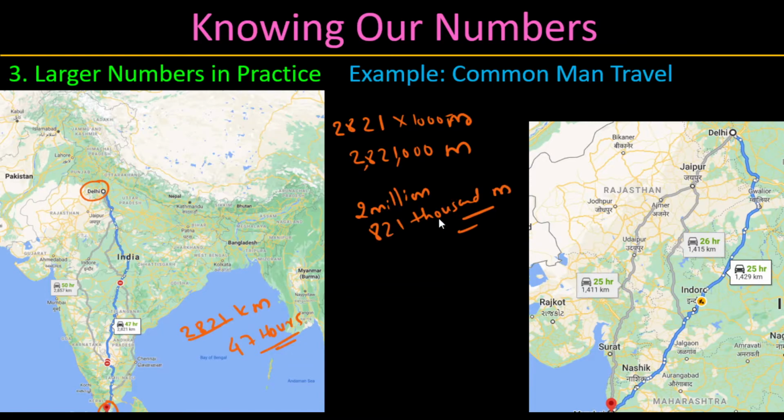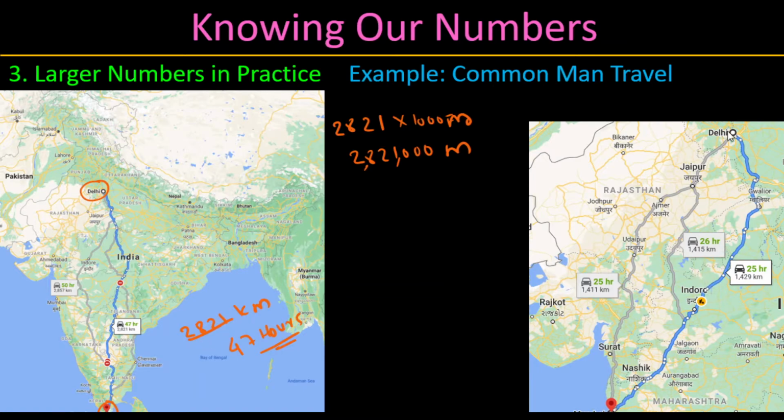Do we read it like this? No, we read just kilometers. We just mention on the paper that it is 2,821 kilometers. That's it. This is how we simplify. Here also, this is a very big number, but we simplified it to an easy methodology to read the number.